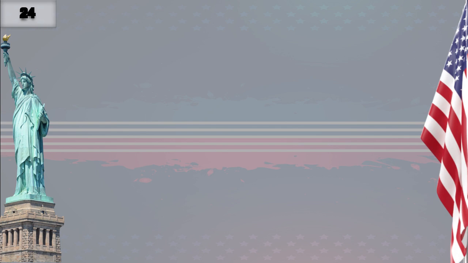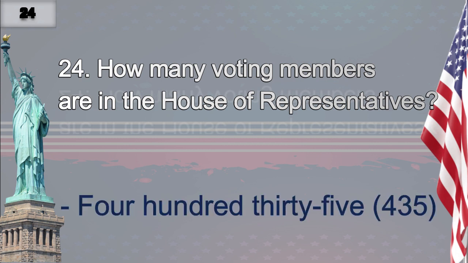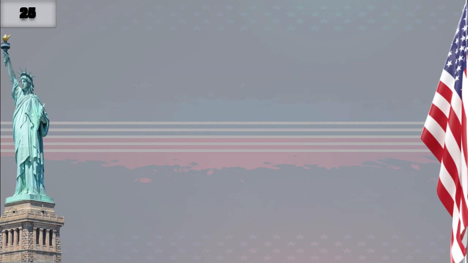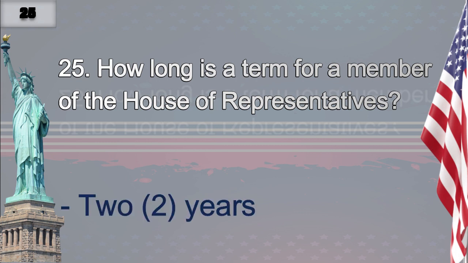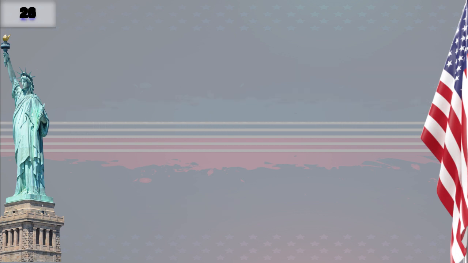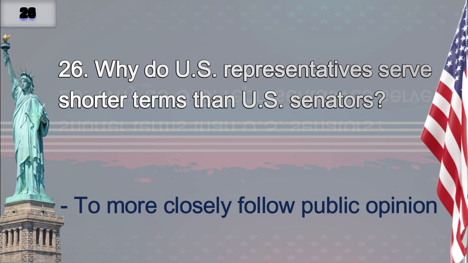Question 24. How many voting members are in the House of Representatives? 435. Question 25. How long is a term for a member of the House of Representatives? 2 years. Question 26. Why do U.S. representatives serve shorter terms than U.S. senators? To more closely follow public opinion.